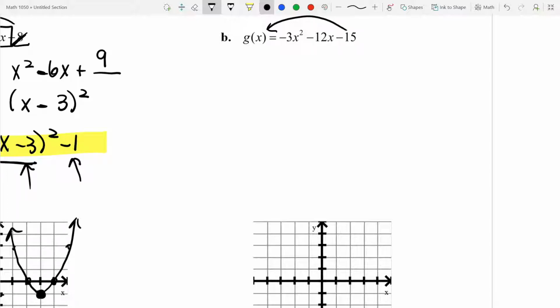Bring the 15 over, change the sign. So everybody go g of x plus 15, okay? I'll write a line that's really not necessary.